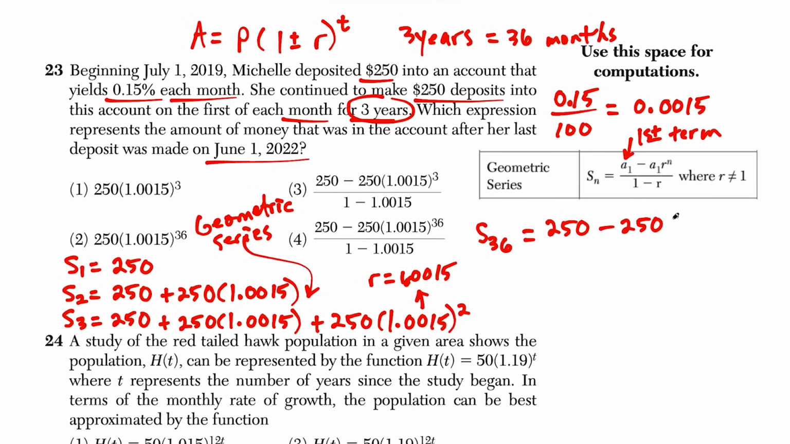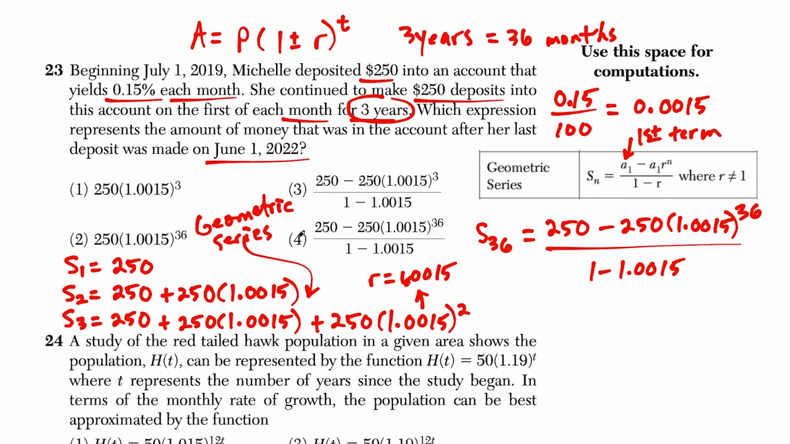And we're going to have 1.0015 to the n power. And n is going to match the subscript of our partial sum. So this is going to go up to the 36th power. And then we divide by 1 minus r, which is 1.0015. And we don't actually have to find the sum here. We just have to see which answer choice is going to match us up.